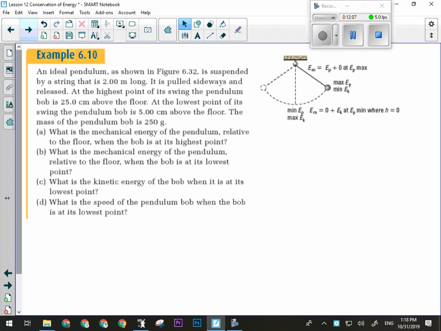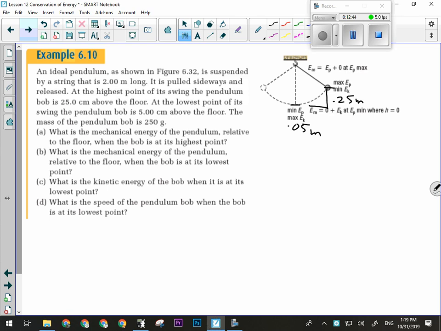So we have this ideal pendulum that is 2 meters long. It's pulled sideways and released. At the highest point of its swing, it's 25 centimeters above the floor. Do I want to keep that in centimeters? Probably not. I want it in meters. So basically what they're saying is this point right here is 0.25 meters above the floor. The lowest point of the pendulum is, sorry, 5 centimeters above the floor, so that's 0.05 meters.